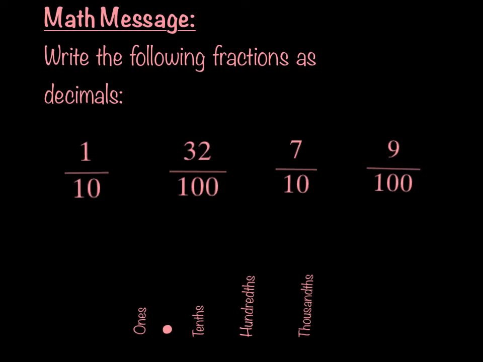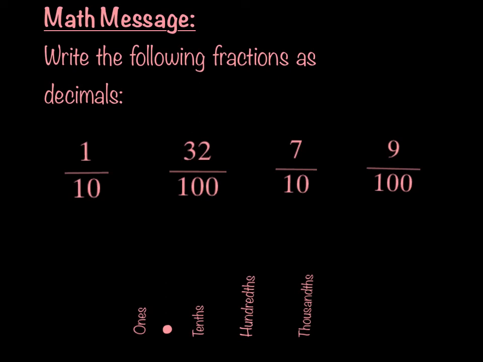32 hundredths. 7 tenths. And 9 hundredths. Now, one of the things that might help you is to look very far down at the bottom of the screen there. And what I've done is I've placed ones, a decimal point, tenths, hundredths, and thousandths in word form to get you to think about where you might put your numbers when you look at the fractions as a decimal.